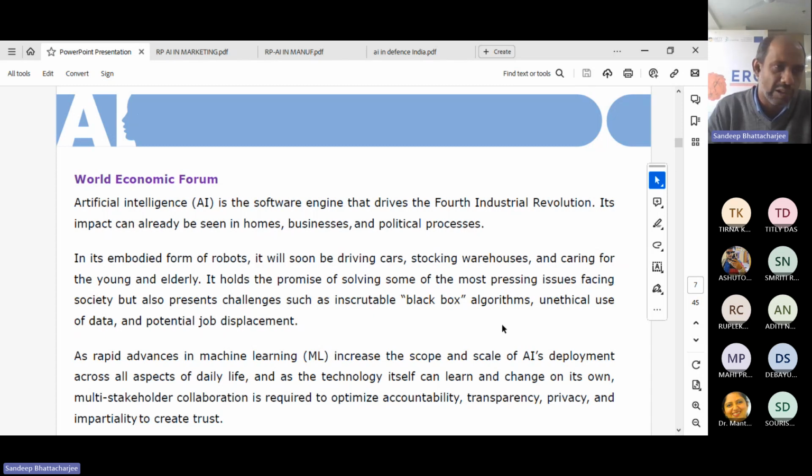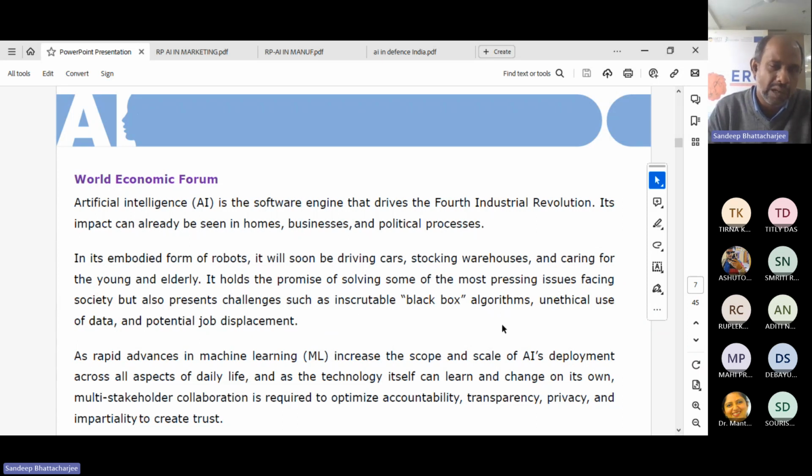Of course, they are conducting a lot of tests to test the ability of this robot and compare it with normal humans. According to the tests, there are certain objectives like driving cars, stocking warehouses, and taking care of children or elderly people at homes. So you can see the promise that it holds for our society. And of course, there are many challenges which we have already seen.